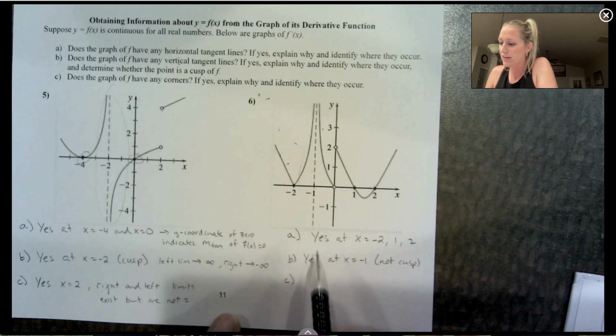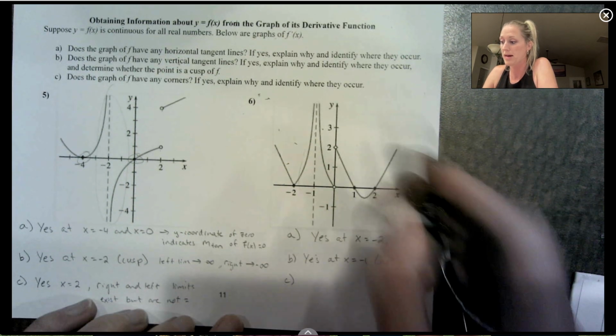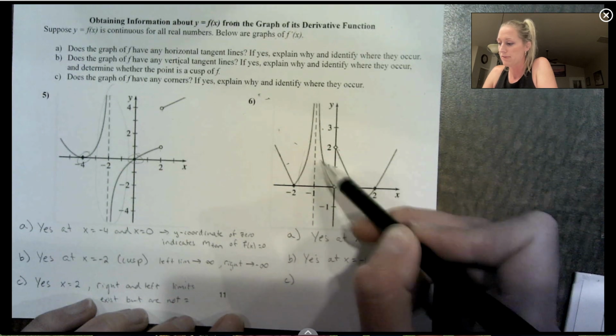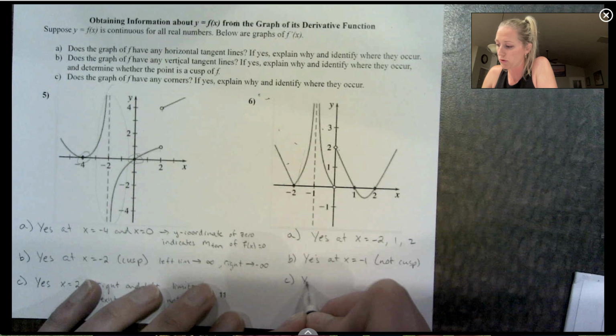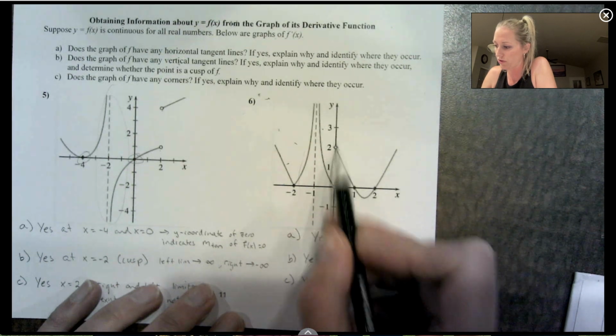All right, and the last one, do we have any corners? Remember, that happens when I have the jump. Left hand and right hand both exist, but they're not approaching the same value. So yes, and that's happening at x equals 0 right here.